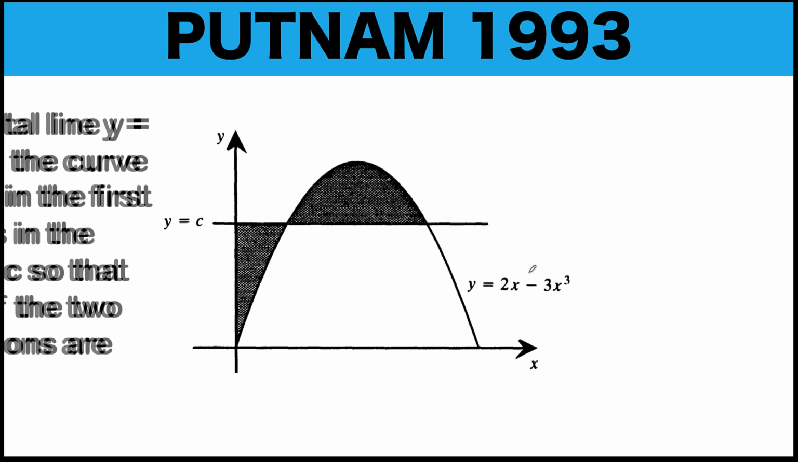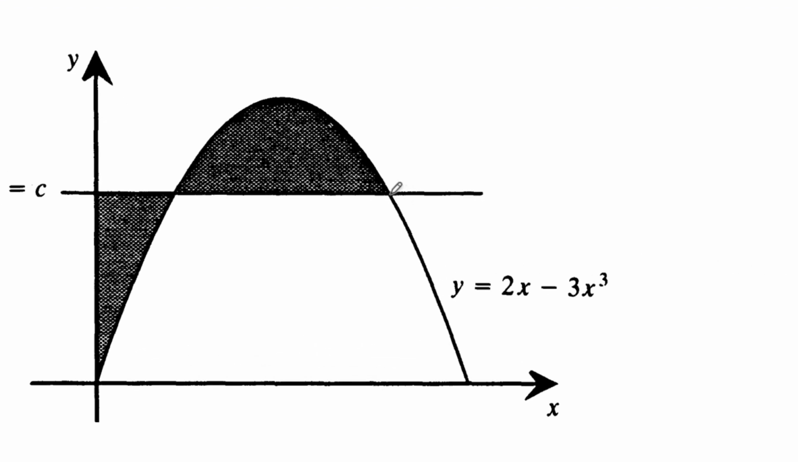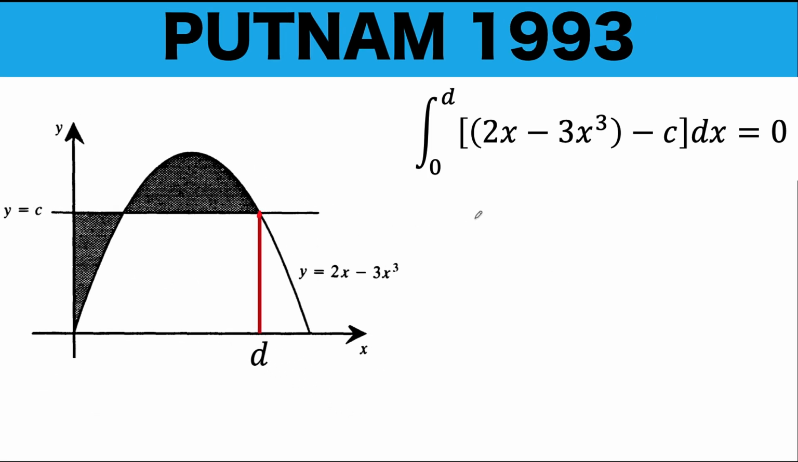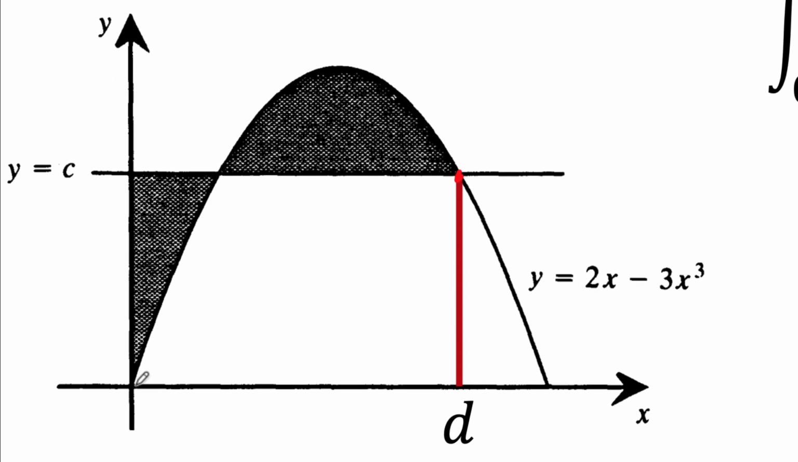The first thing that we are going to do is identify this point of intersection between the curve and the line y equals c, and let's denote that to be x equals d. Then since we would like to find the area under the curve, we can use definite integration. Notice that there are two parts in this area. One is from x equals 0 up to a certain point here, which we do not know the value of.